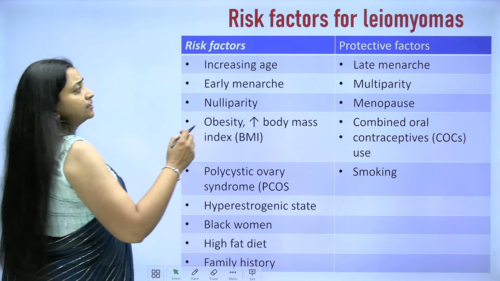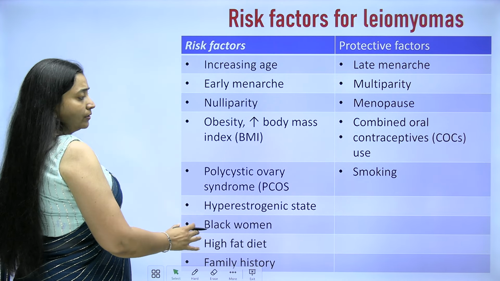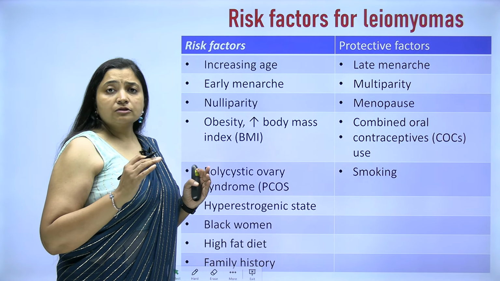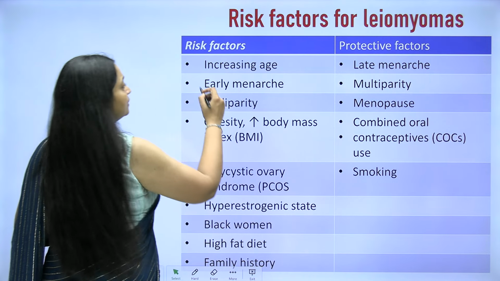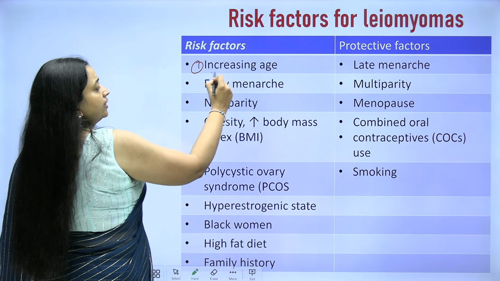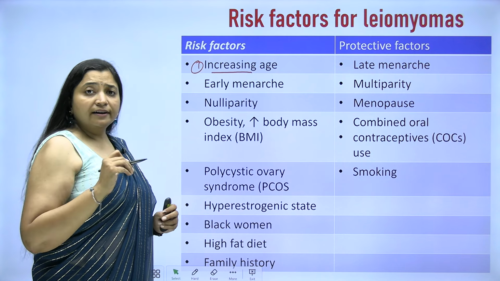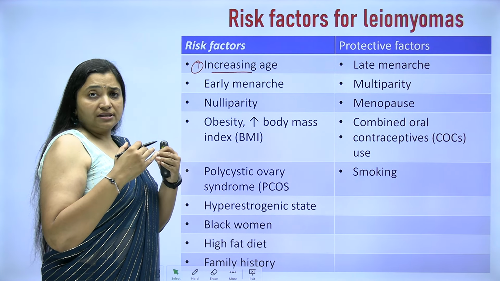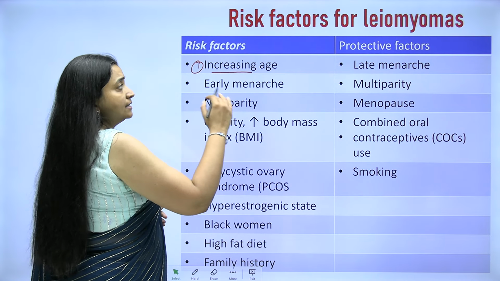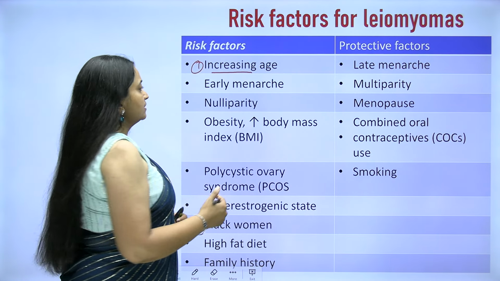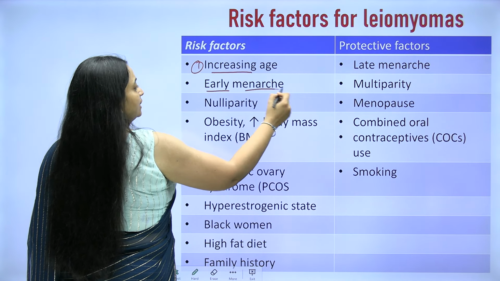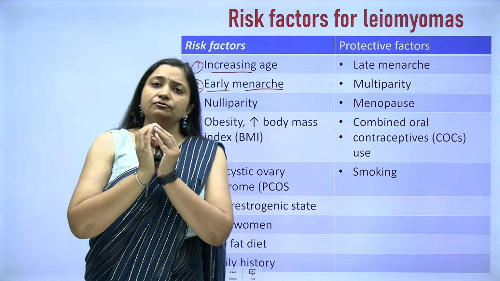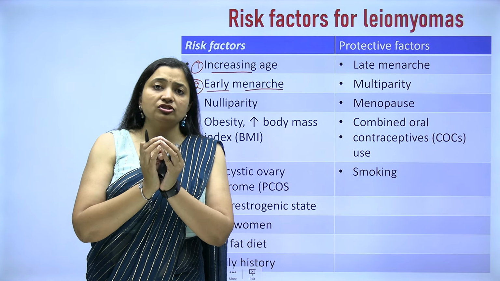Now what are the risk factors for leiomyomas? These are important from your exam point of view as well as from your clinical point of view. What things will raise suspicion? Increasing age, I already talked about. It is very rare that a young woman around menarche will get a fibroid, but as the age advances around 30 to 40 years, the incidence of fibroid or leiomyomas increases. Early menarche, important. See, fibroid arises from the uterus, and the uterus is a functional organ.